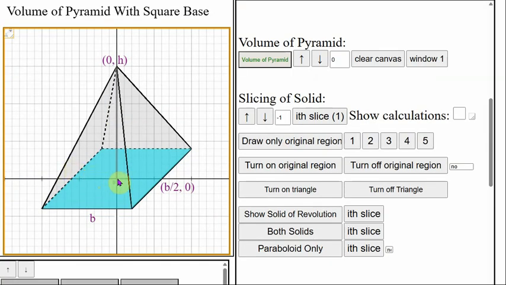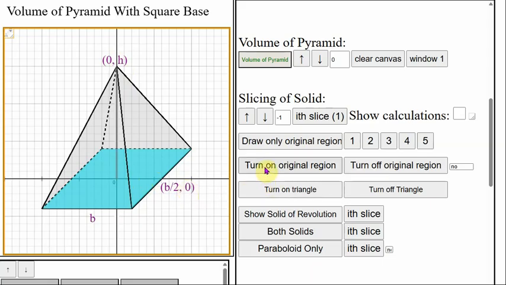So here's the pyramid again. The base here is a square and the length of the base here is b. Then I'm going to place the center of the pyramid right here at the origin. And so the height of this pyramid will be h, and therefore this point right here will be (0, h). This point right here, which is from here to here, is half of the length of the base, so the point right here will be (b/2, 0).